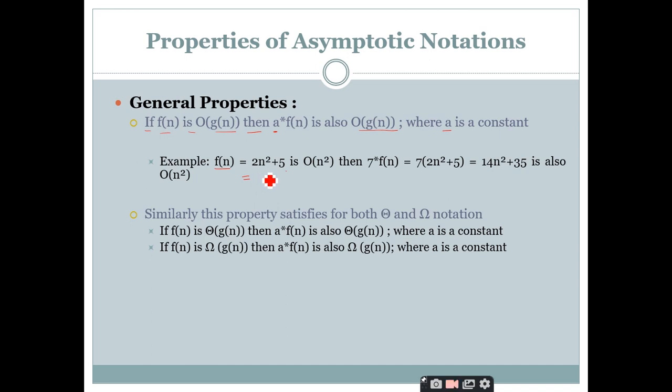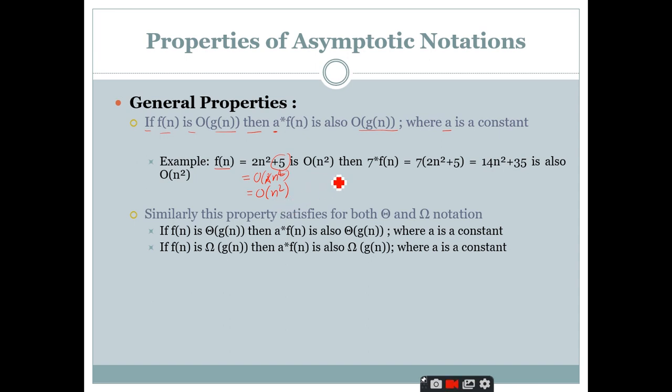Do we need to consider the constants here? No, sir. So it becomes big O of 2n square, and as I told, there is no need to consider the coefficients also. Therefore it ultimately leads to big O of n square. Am I right or not?